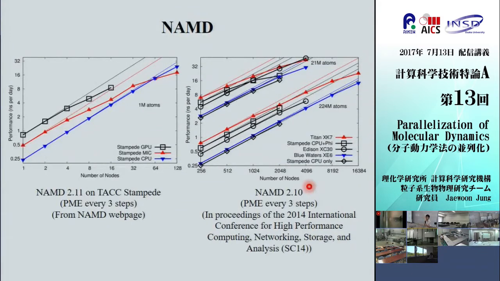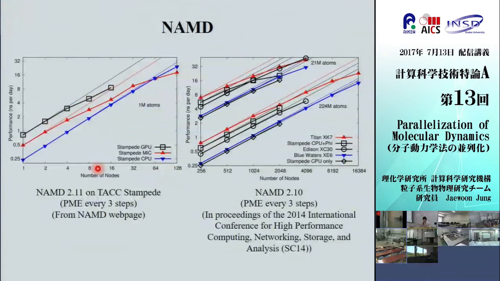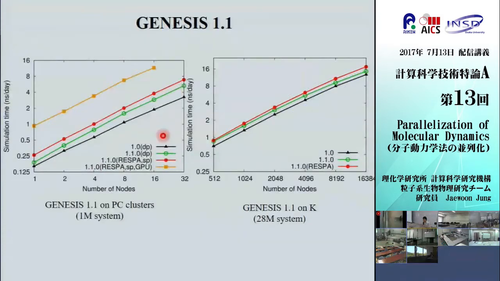So this is another way to increase the parallel efficiency. And this is the parallel efficiency result of GENESIS 1.1 open this summer. Now, the left one is just a PC cluster in our laboratory, and the right one is on the K computer. In the case of the left one, the target system is 1 million atoms, identical to this one. And scalability is good.